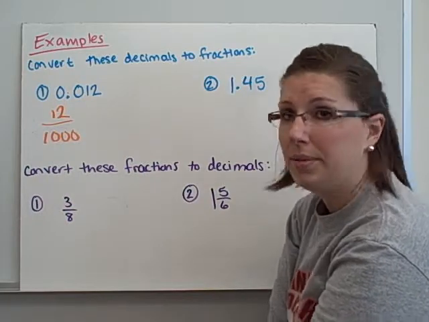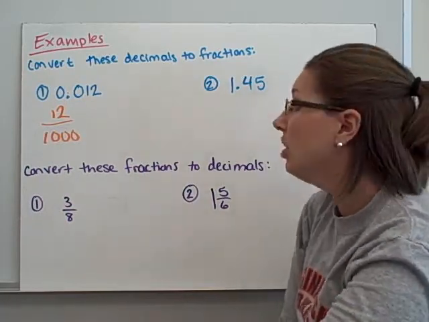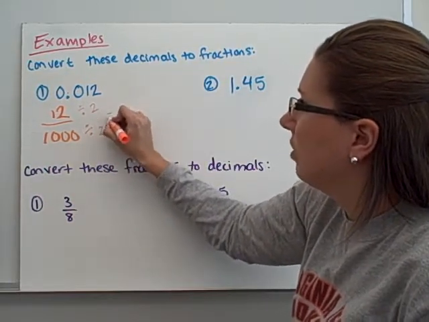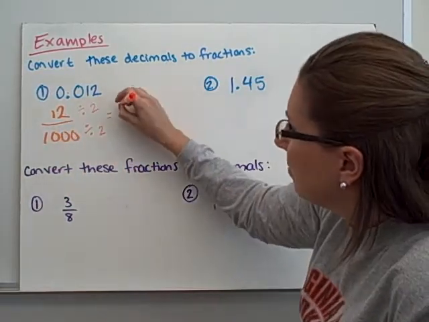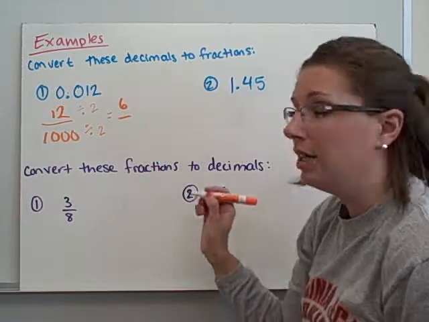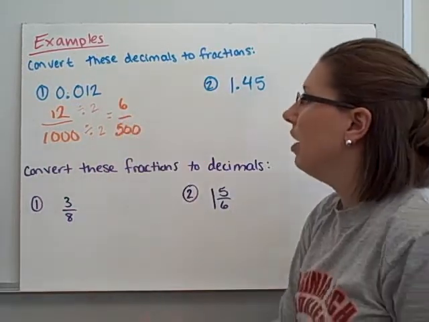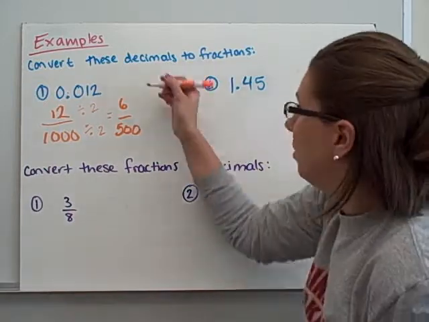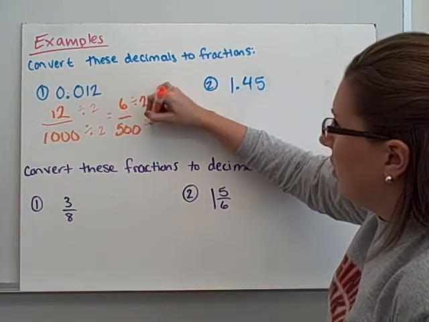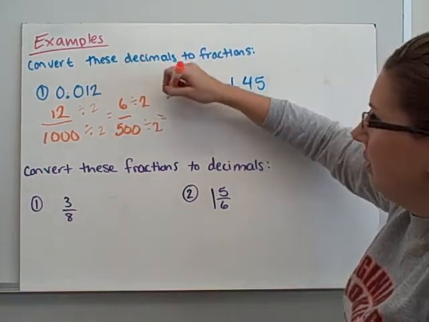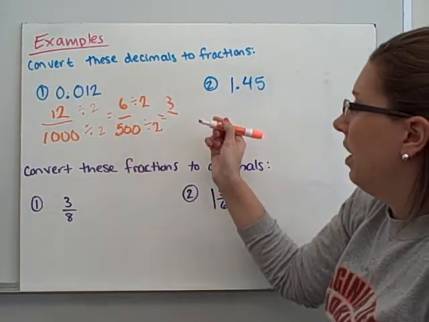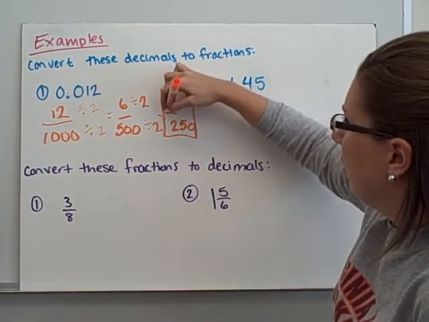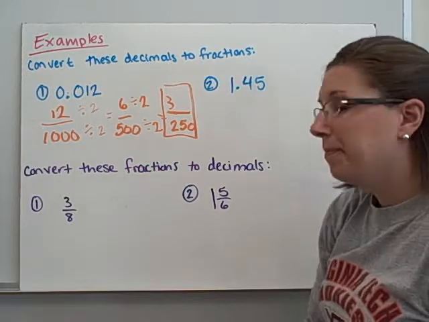Okay, 12 over 1,000. Now I have to reduce. I know that 2 will go into both the numerator and the denominator. 12 divided by 2 is 6. 1,000 divided by 2 is 500. And then as you take another look at this reduced fraction, you will notice that they're both even numbers, so 2 can also go into both of these numbers. 6 divided by 2 is 3. 500 divided by 2 is 250. 3 over 250 is my final answer.